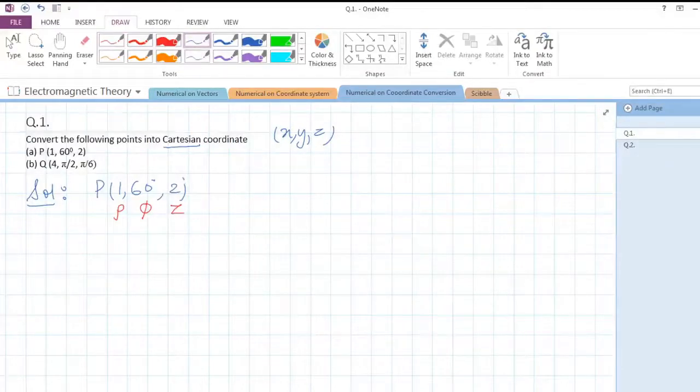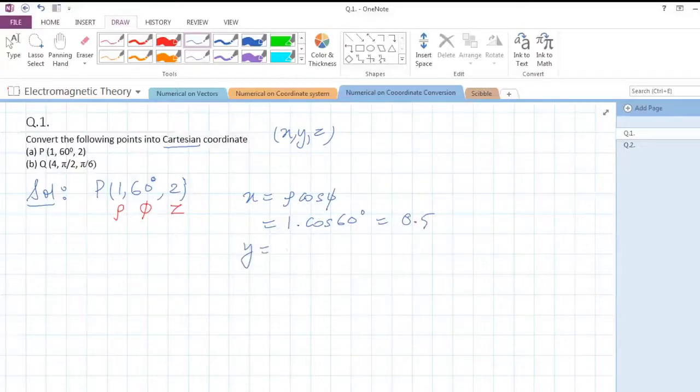This question says that we have to convert 1, 60 degrees, 2, which is given right now in rho, phi, z, into x, y, z. So let us revise the formulas again. Because we need to convert into x, y, z, the left hand side would be x, and the formula for Cartesian x in terms of the cylindrical coordinate system is rho cos phi. Rho is given here as 1 and phi is given as 60 degrees. So it will be 1 into cos 60 degrees.